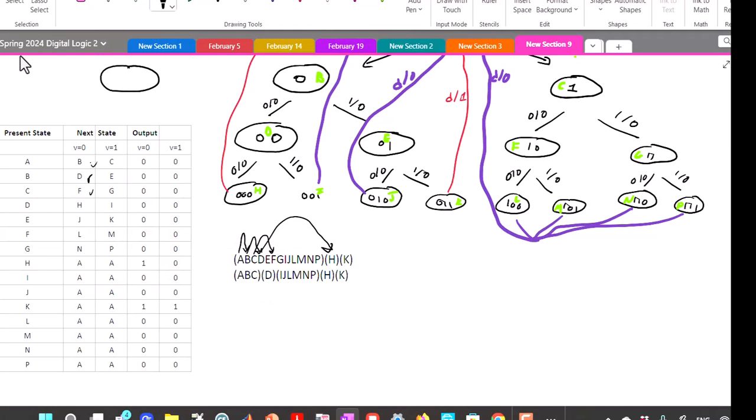E goes to J, which right now is in the same group. We see that it's not later on. F goes to L, G goes to N, and then we're at I, which is already in a separate group.